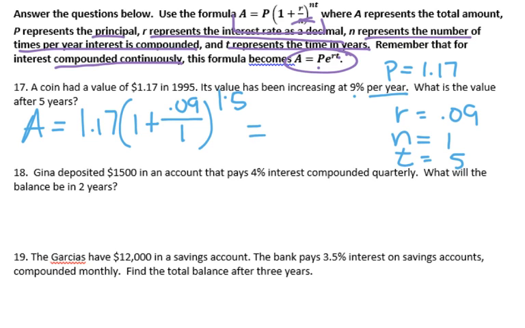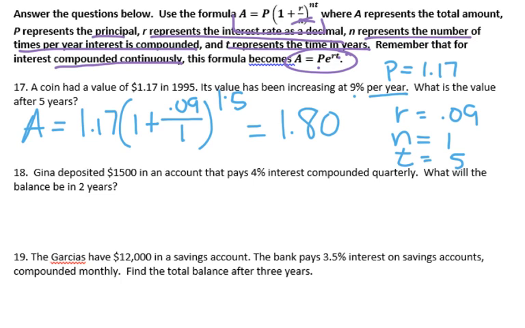And then I would just type that into my calculator to get an answer here. So 1.17 times (1 plus 0.09 over 1) to the 1 times 5. And we end up with 1.8, and since we're dealing with money, we would just round to that. So it's at $1.80 now, which doesn't seem like a lot of money, but for it just sitting there, 5 years isn't a lot of time either.